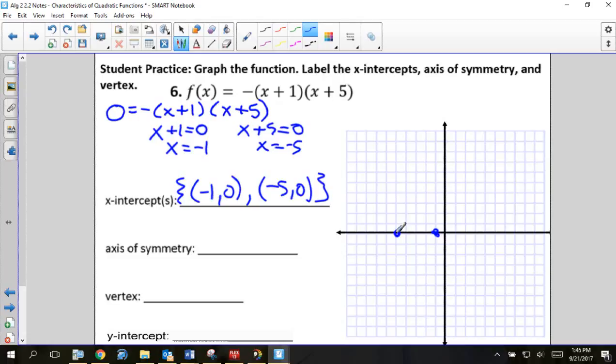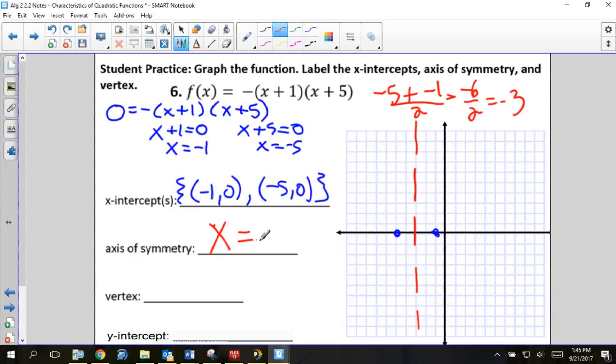So how do I find the axis of symmetry? What do I do with my x-intercepts? Average them. Find the middle. You could do it by looking at the graph, or you could do it mathematically. -5 plus -1 divided by 2. -6 divided by 2 is -3. X equals -3.